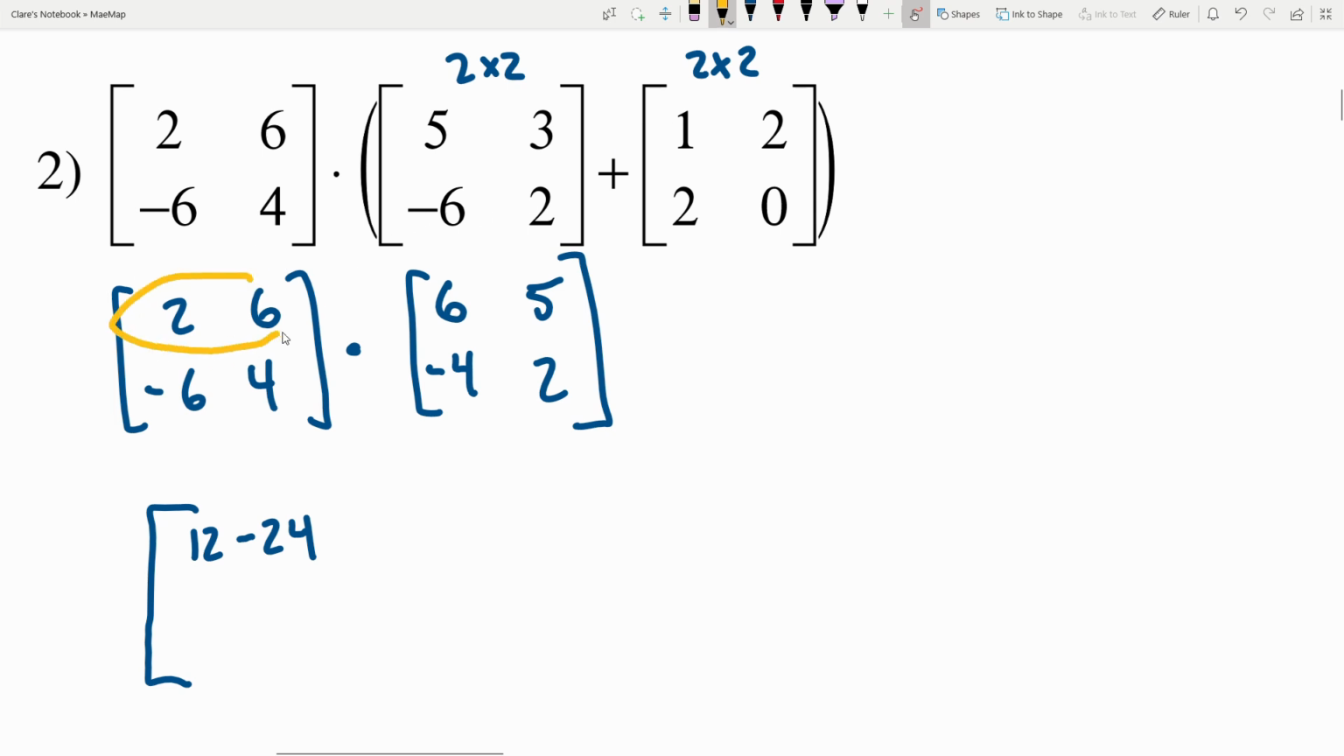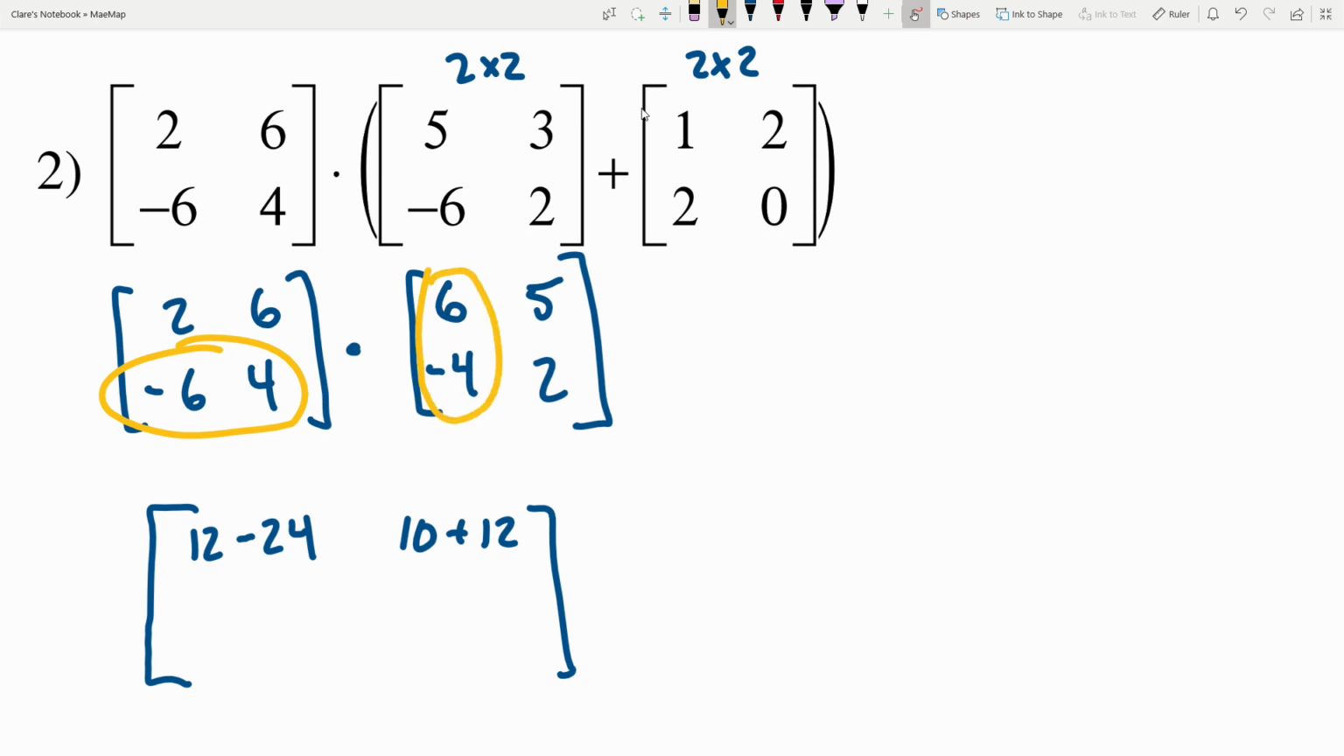So I'll write that as 12 minus 24 for that first dot product. And then I'll take 2, 6, dot it with 5, 2. 2 times 5 is 10, and I'll be adding that to 6 times 2, which is 12. So 10 plus 12. Now, working on my second row, I'll dot negative 6, 4 with 6, negative 4. That's going to be negative 6 times 6, which is negative 36, plus 4 times negative 4, which is negative 16. So negative 36 minus 16.